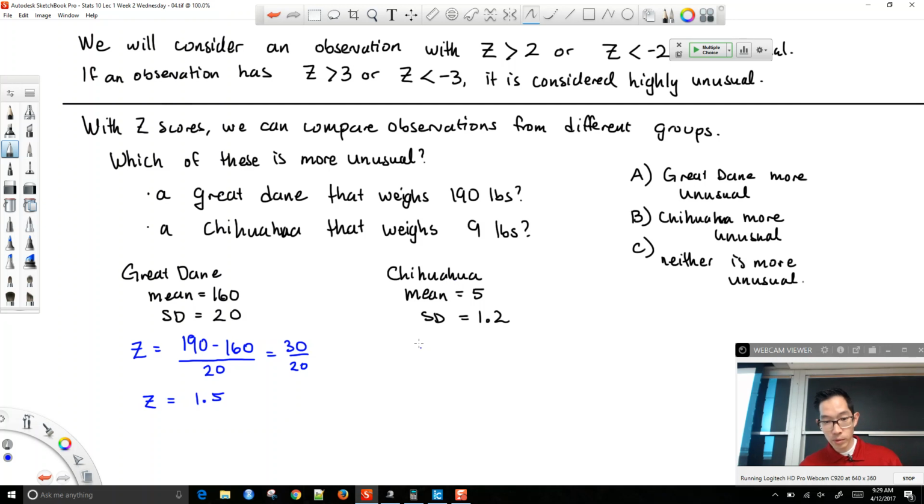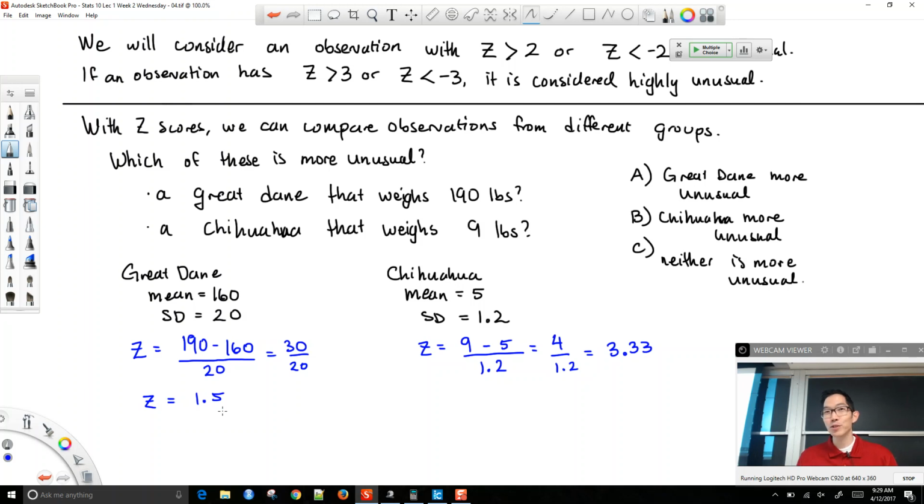The Chihuahua is 9 pounds, but the average weight of a Chihuahua is only 5, okay? And so when we compare the Chihuahua to all of the other Chihuahuas, this one is 4 pounds above the mean, so it has a z-score of 3.33, right? And we said if a z is over 3, then it's considered unusual, or highly unusual. So this Chihuahua with a z of 3.33 is highly unusual compared to other Chihuahuas. This Great Dane with a z of 1.5 isn't unusual, okay?